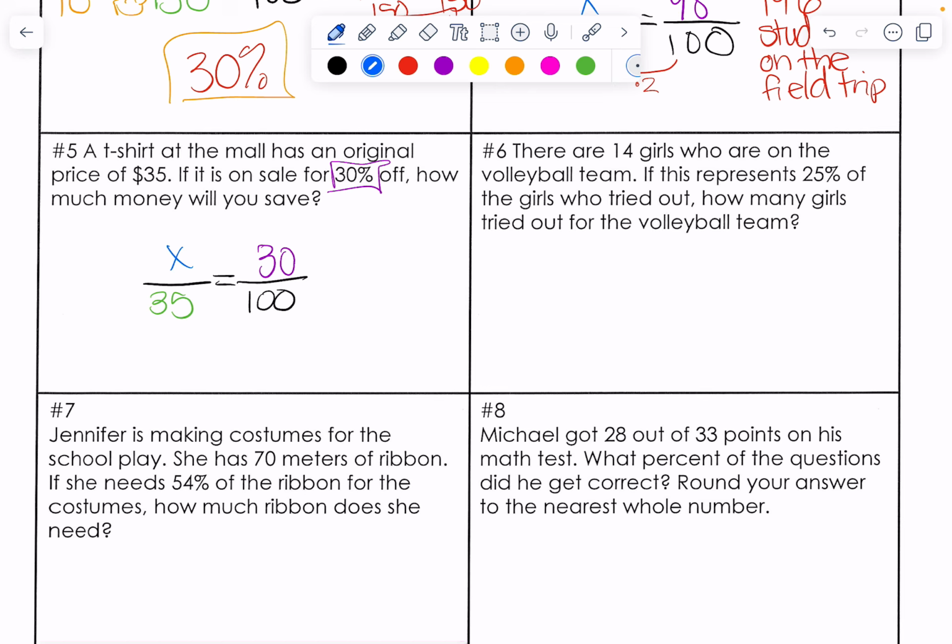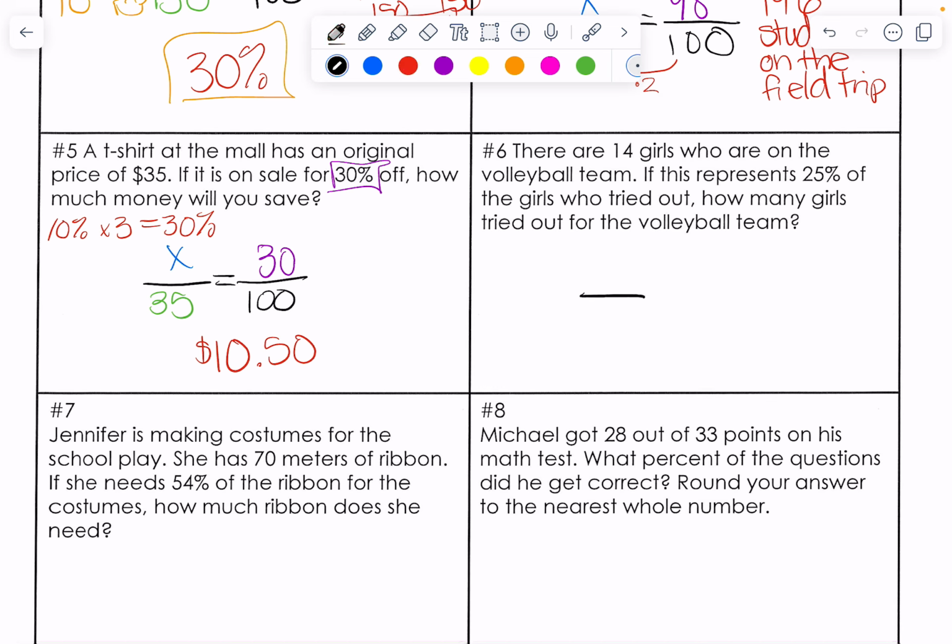This would be a good one where, if you remember your percent shortcuts, you know how to find 30% of a number. I would do that, okay? So you could find your 10% and multiply it by 3. That strategy would totally work here. We have the percent and we have the whole, so that strategy works. If you're not confident yet with your percent shortcuts, then you could use cross products to solve this proportion. And when you do that, you should get $10.50. Okay, so $10.50 is representing the amount that we're saving.